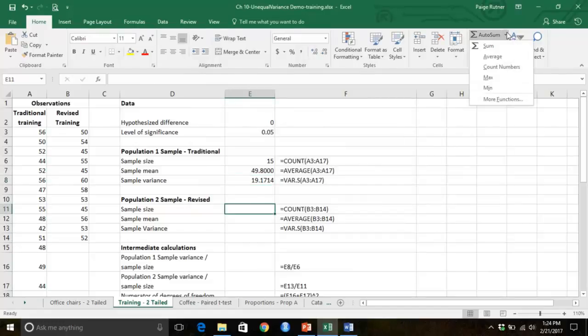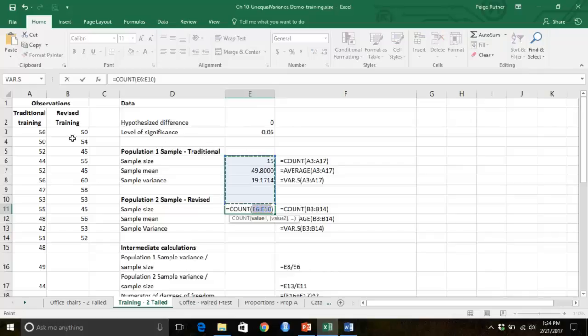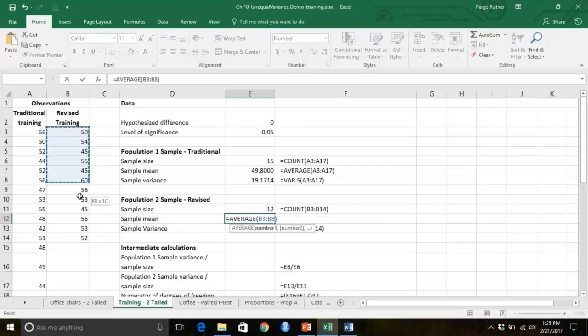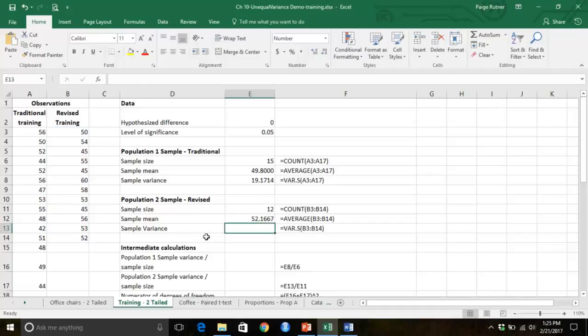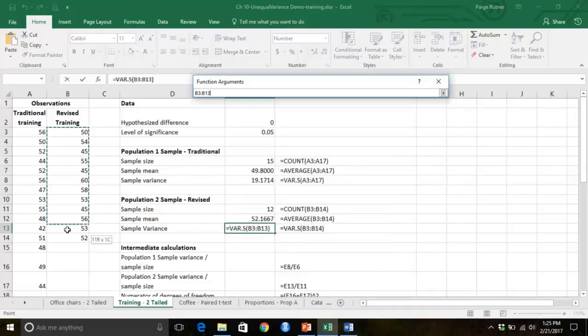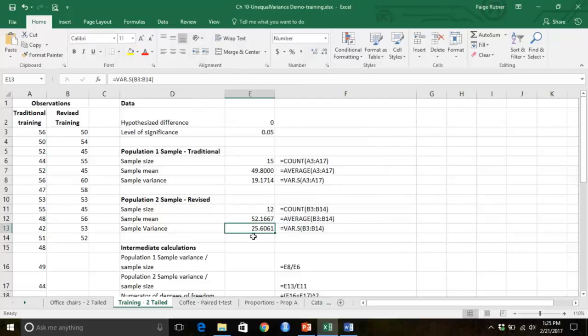We'll make the same computations for the revised training group. We have 12 of those people. Their mean score is 52.1667, and the variance of their scores is 25.6061. So a little bit more variability among the scores in the revised group than we saw in the traditional group. All right, so that's just pulling the numbers together.